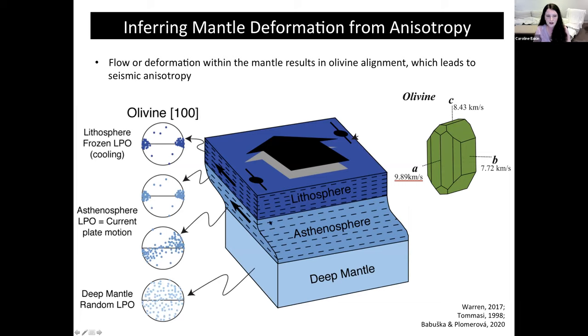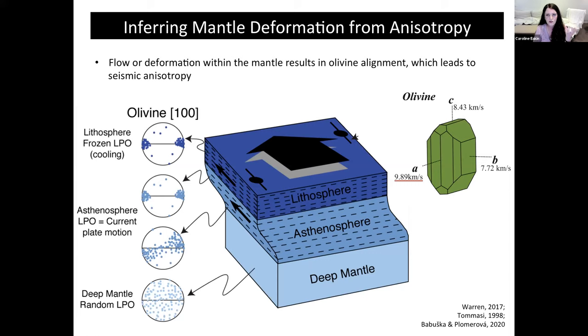This concept has been used widely around the world to study patterns of upper mantle flow. So in the asthenosphere, the fast direction, which would be represented by this black bar here, that we would recover seismically, we would expect that to be aligned with the present day mantle flow field. However, in the lithosphere, if we're able to determine the fast direction within the lithosphere, we expect that this will represent the last major deformational event.